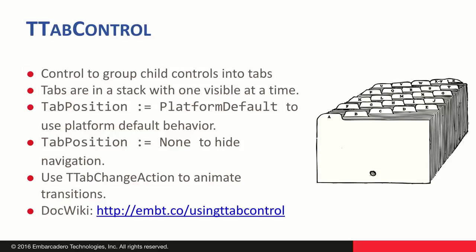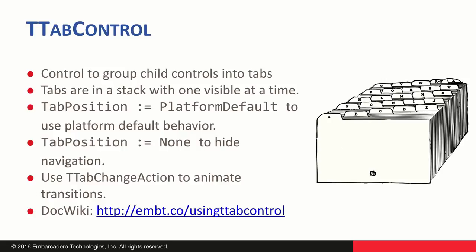You can set the tab position, though, to the platform default, which in Starter Edition, since Starter Edition only does Windows, isn't a big deal. But if you later upgrade to Pro and you deploy it on iOS, for example, iOS says that your tabs should be at the bottom. And so what it'll do is automatically move those tabs to the bottom. So if it's platform default, it'll be on the top on Windows, bottom on iOS.